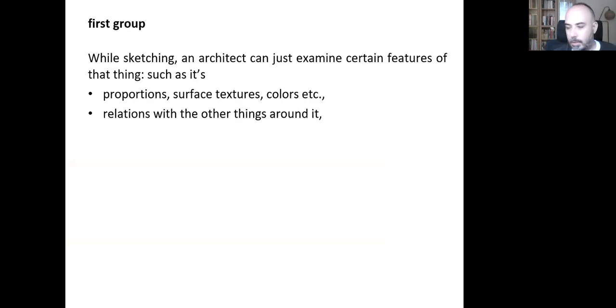Or maybe we are interested in its relations with other things around it, or its effects on us. This can go on. That is the reason why we prefer sketching to taking photos, because when you are taking a photo with your cell phone, it takes just a second. You just press a button and that's all. And you don't spare time to examine what you are seeing. But when you are sketching, you have to examine it in order to take the note.